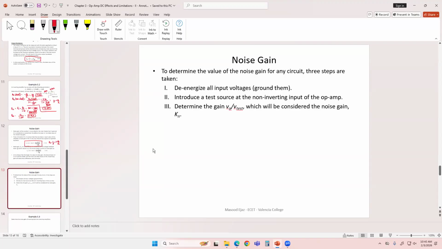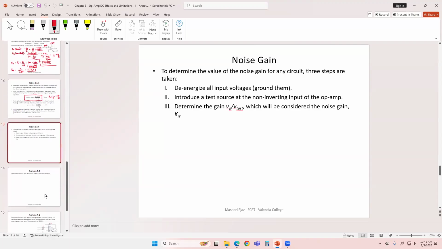Then you introduce a test voltage source at the non-inverting input of the operational amplifier. So actually remove the ground from the non-inverting input and introduce a test source at that input. Then you calculate the gain from the output of the circuit to the test voltage source. That gain is considered the noise gain of the circuit. Again, what exactly noise gain is will come in the next chapter.